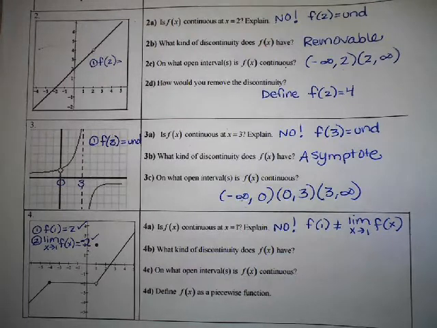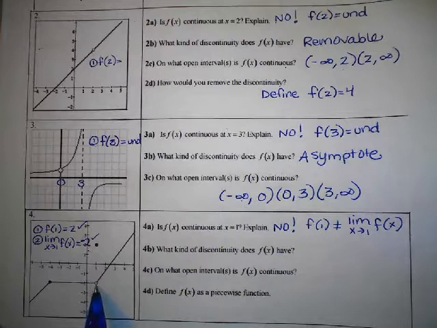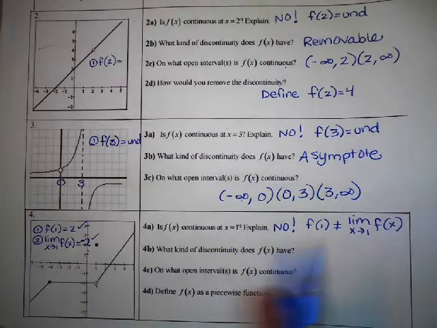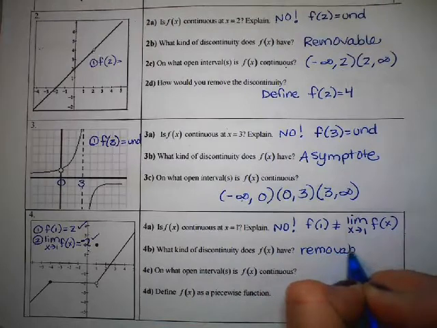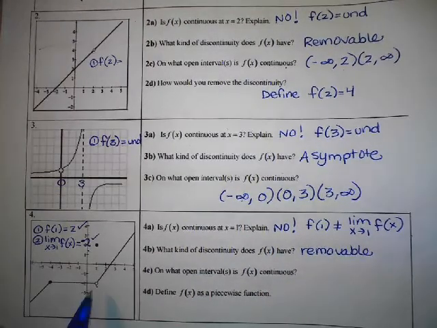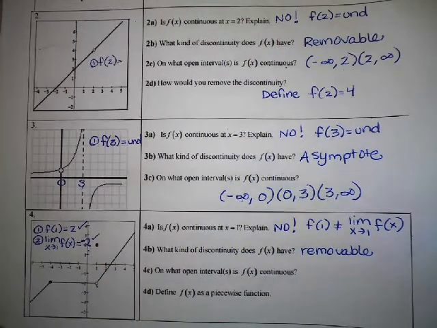Part B, what type of discontinuity? Okay. This right here is going to be removable at 1. There's a hole. I know that there's a spot up there, but right here I can't draw this without picking up my pen because of the hole. So we call this removable. Removable means there's a hole, and if the hole was filled in, then I'd be able to complete the graph, but the hole's not filled in.